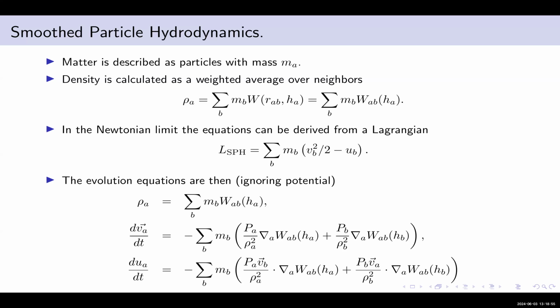And in the Newtonian limit, the equations can be derived from a Lagrangian. So essentially just the kinetic energy plus the internal energy. I'm ignoring here the gravitational potential. And from this Lagrangian, you can just do the normal thing and come up with the evolution equations for the velocities and the internal energy. And they all have this kind of form where you sum over a bunch of neighboring particles, weighted with the kernel function, and the gradients of the kernel functions will then give you the derivatives of the quantities. So fairly simple stuff once you go through all the math.